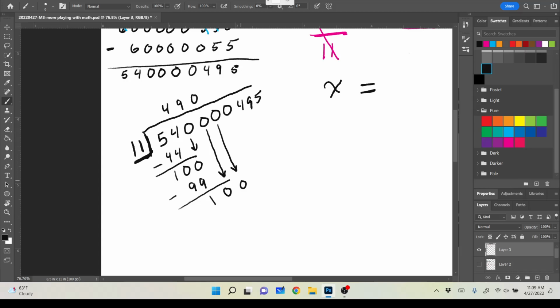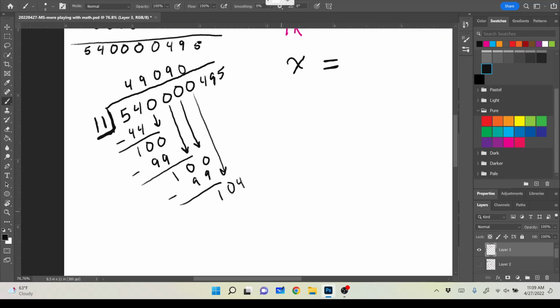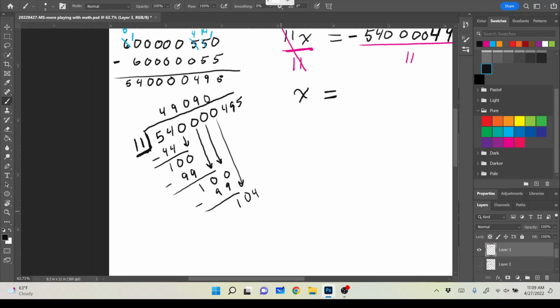Okay. 11 goes into 100. How many times? 9. Yes, 9. 99. 1. Bring down a 0. Does it go into 10? No. Okay, put it right there. Bring down the 4. 11 goes into 104. How many times? 9 times. 9 times 11 is 99.